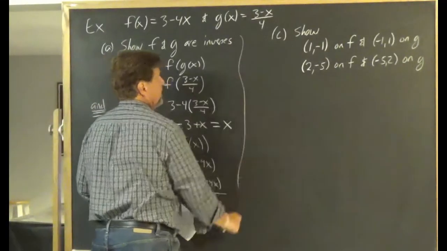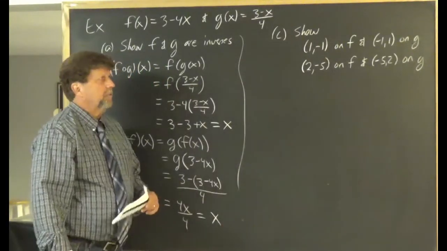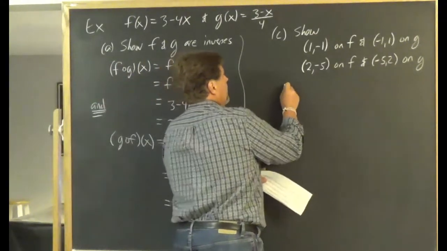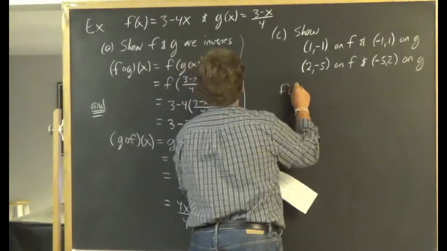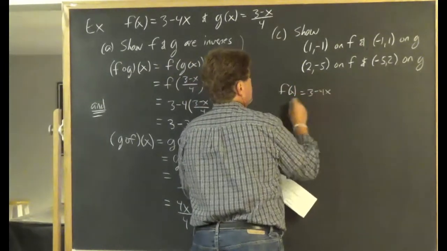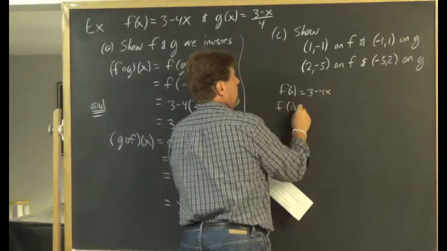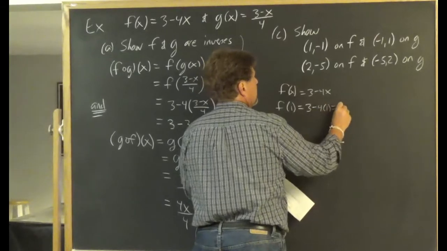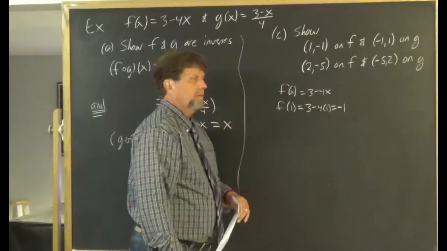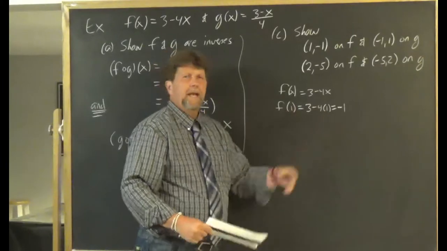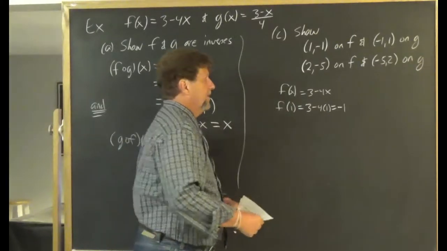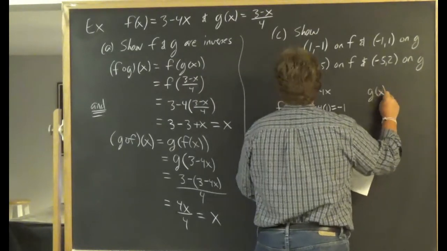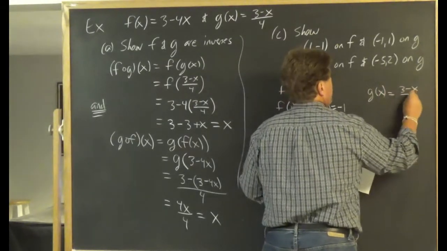So part C. Okay, we're supposed to show that the point 1, negative 1 is on the graph of f. Well, here's f of x, 3 minus 4x. So f of 1 is 3 minus 4 times 1. That is negative 1. That tells us that the point 1, negative 1 is on the graph of f. Now let's show that negative 1, 1 is on the graph of g.